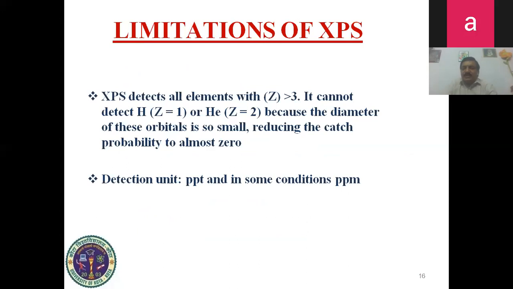Now XPS has a limitation. XPS can detect all elements with atomic number greater than 3. It cannot detect hydrogen and helium because the diameter of these orbitals is so small, reducing the catch probability to almost 0. So the photoelectron emitted from hydrogen and helium cannot get into the detector of the XPS. The detection limit of the XPS is in parts per trillion, and in some conditions with contaminants present, it will be reduced to parts per million.